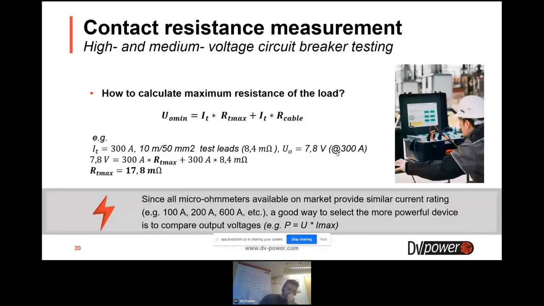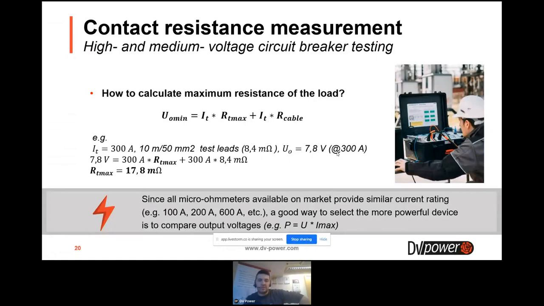So for example, we have devices for measurement of resistance of the grounding loops in the substations, for measurement of ground grid integrity testing, which use 300 amperes test current, and which has an output voltage of 7.8 volts.